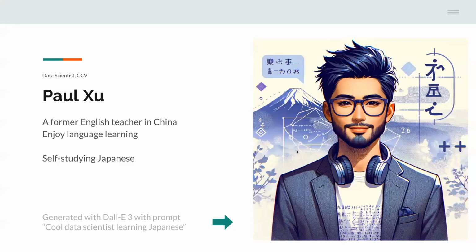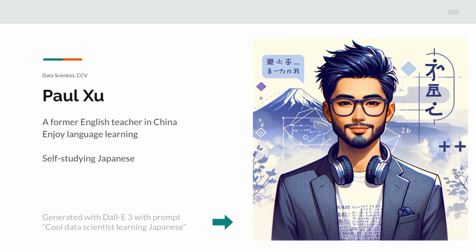My name is Paul Xu, and I am a data scientist at the Center of Computation and Visualization. You might ask, you're a data scientist, what business do you have in talking about language learning? English is my second language. I had to learn English through school, and I was an English major in college. I also have my master's in teaching English as a second language.